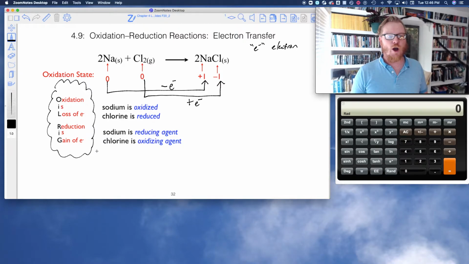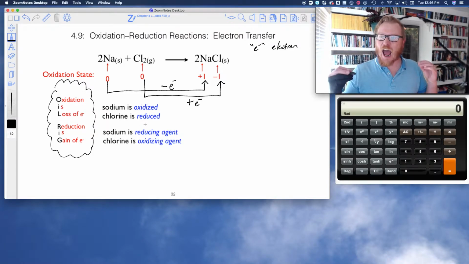So now we note that if oxidation is loss of electron, then sodium has been oxidized. Okay, sodium lost an electron, so it has been oxidized. Reduction is gain of an electron. So we can see chlorine gained an electron, so it is reduced.